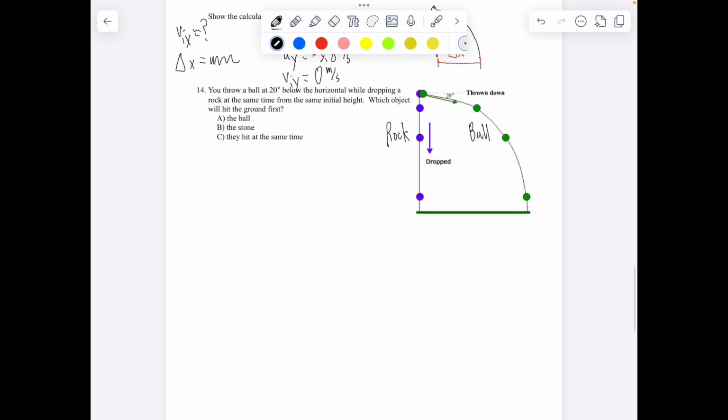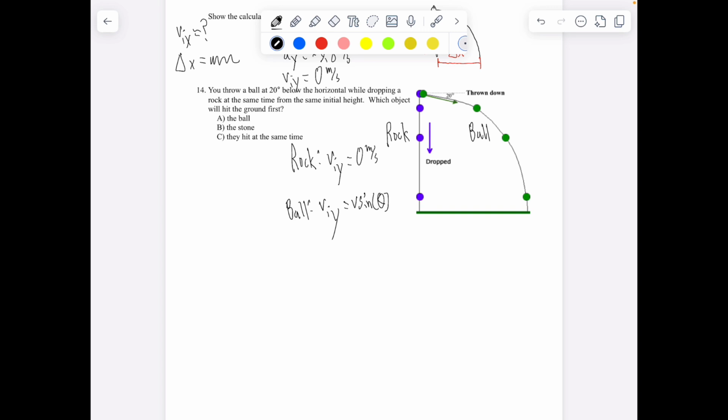Here, let's look at the initial velocity of each. For the rock, the initial velocity is 0. The rock is dropped. We know when you drop something, it starts at rest. Hasn't picked up speed yet. For the ball, this is thrown downward. So our initial velocity in the y is going to be that velocity it's thrown down with times sine of theta. We don't actually have to do any math here.